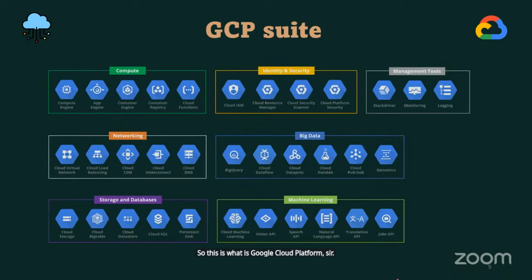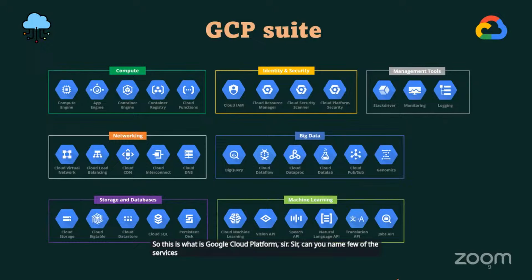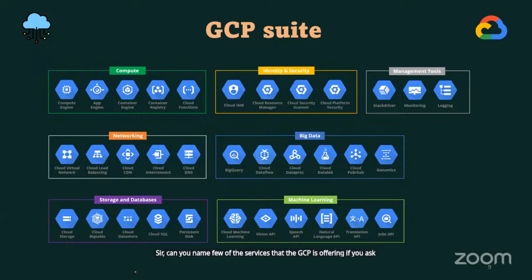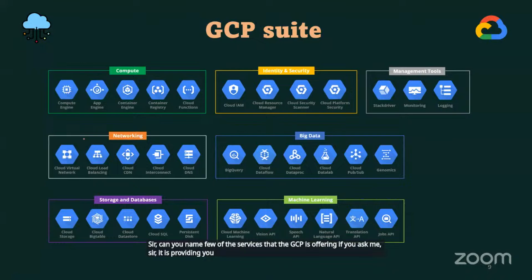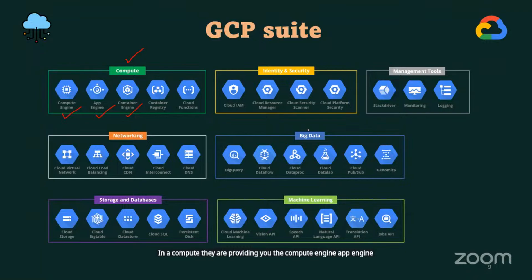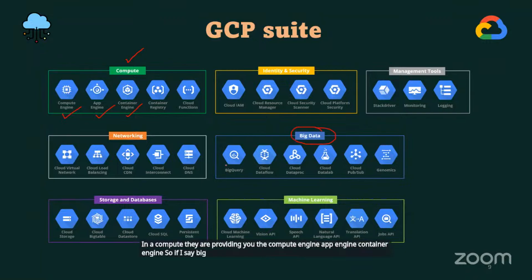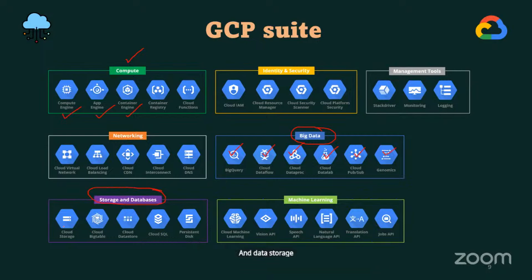Sir, can you name a few of the services that GCP is offering? If you ask me, sir, it is providing you categories of services. If I say compute, in compute they are providing you Compute Engine, App Engine, Container Engine. Sir, if I say big data, it is providing you BigQuery, Cloud Dataflow, Dataproc, Datalab, Pub/Sub, and Genomics. And data storage and databases: sir, Cloud Storage, Bigtable, Datastore, Cloud SQL.